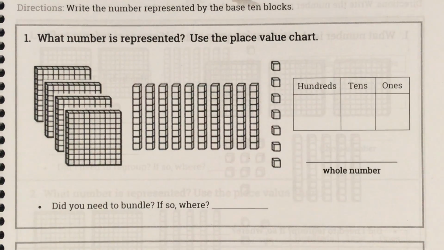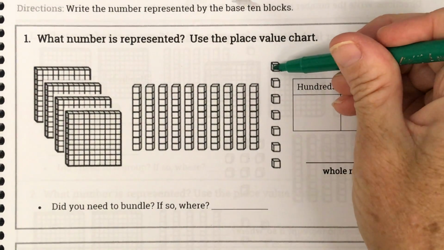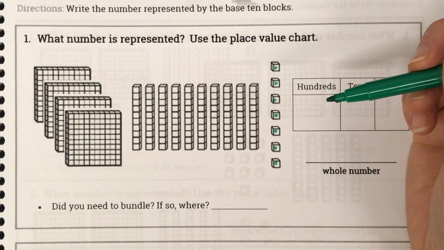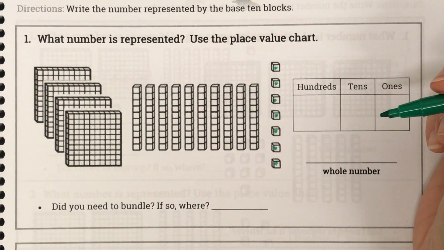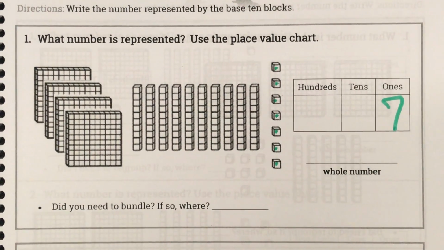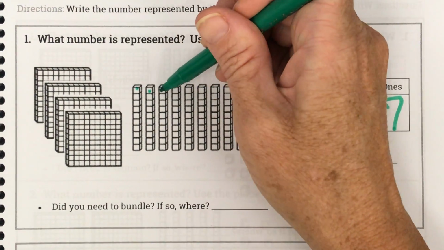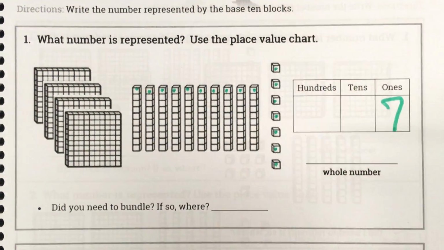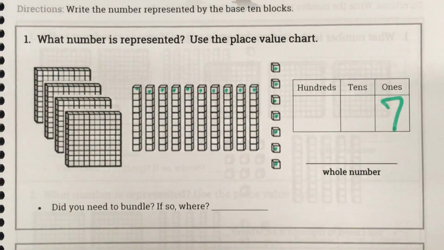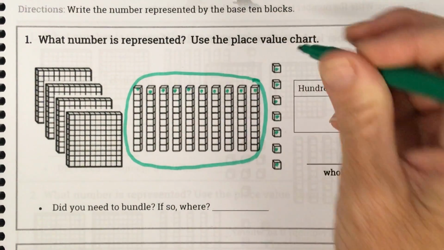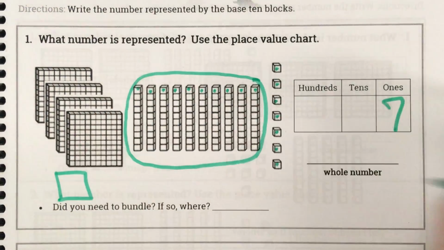Okay, so let's look at our ones to start with. 1, 2, 3, 4, 5, 6, 7. Okay, 7 is not enough to bundle or regroup, so we're going to leave our 7 ones alone. Okay, let's look at our 10s next and count them. 1, 2, 3, 4, 5, 6, 7, 8, 9, 10. Okay, we have enough to bundle, and we're going to bundle all 10 of them into a 100 square.